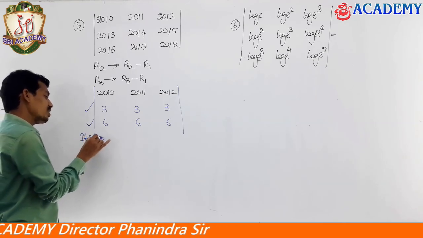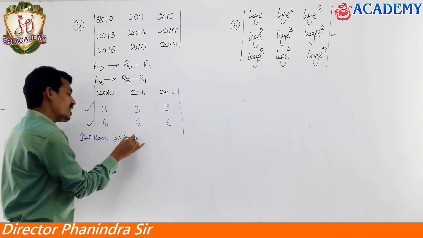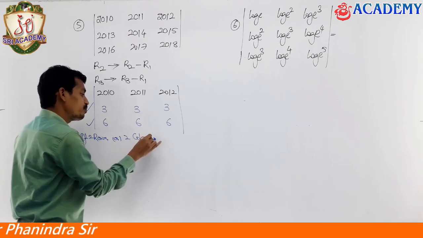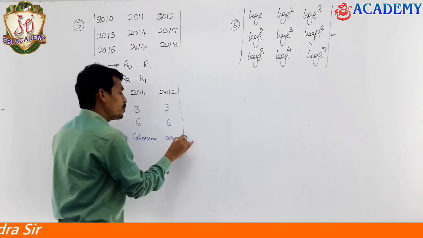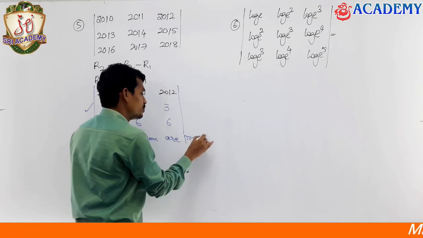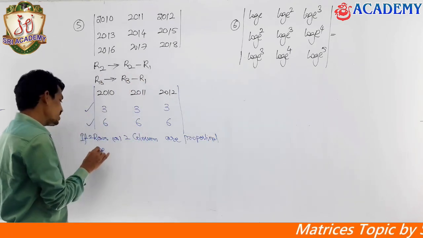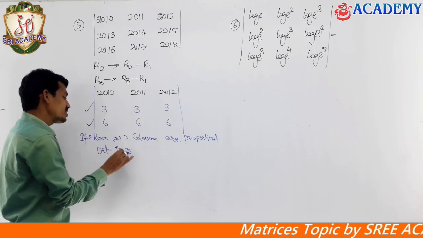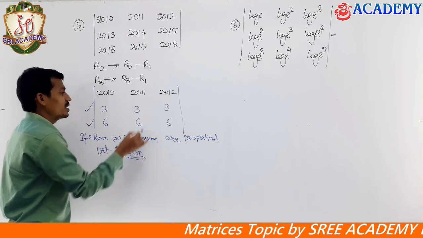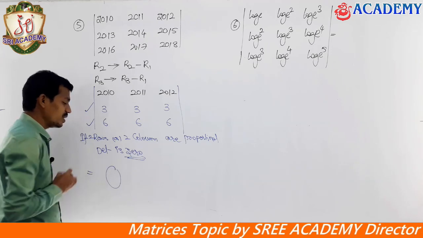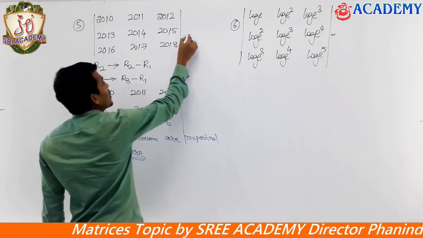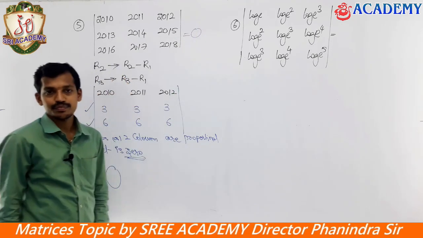That is, if 2 rows or 2 columns are proportional, what is the determinant going to be? The determinant is going to be 0. Simply, the answer here is going to be 0.